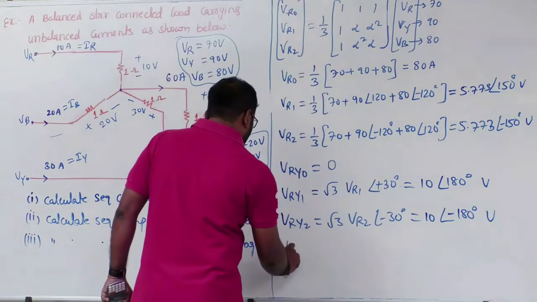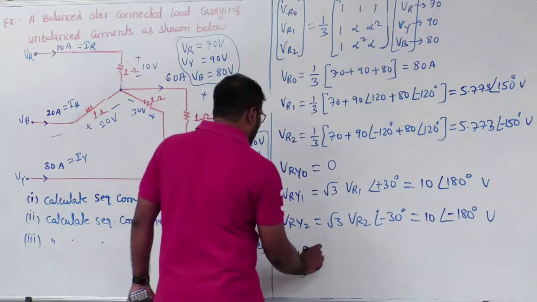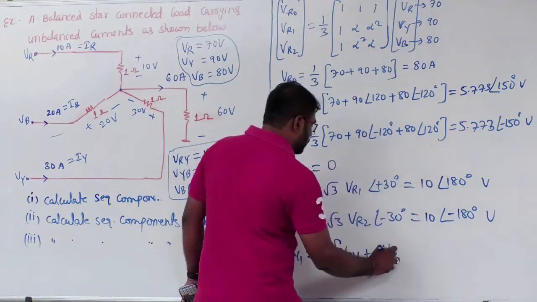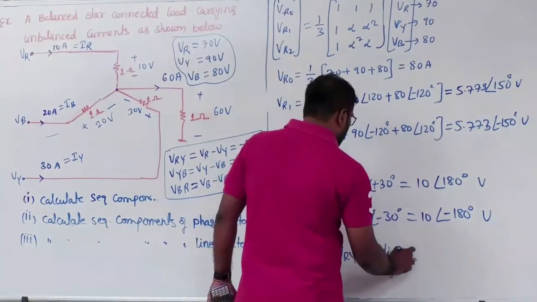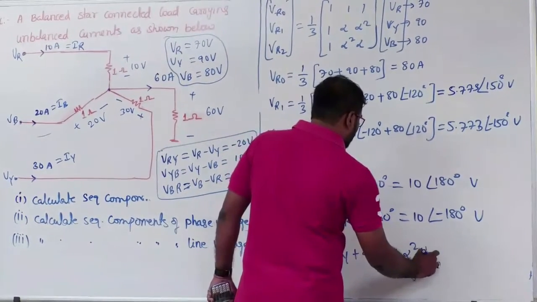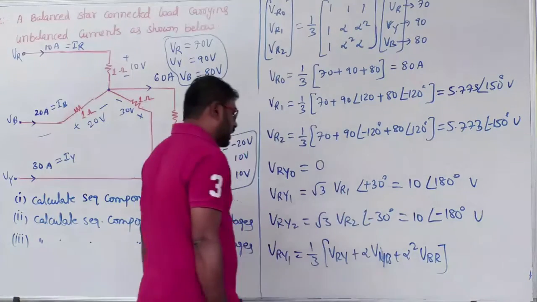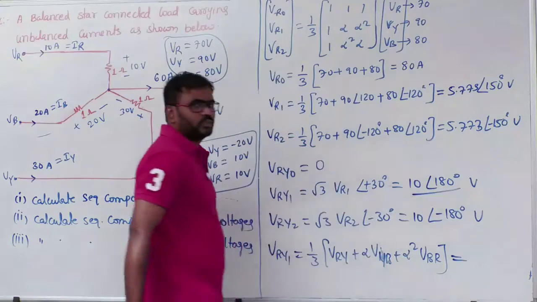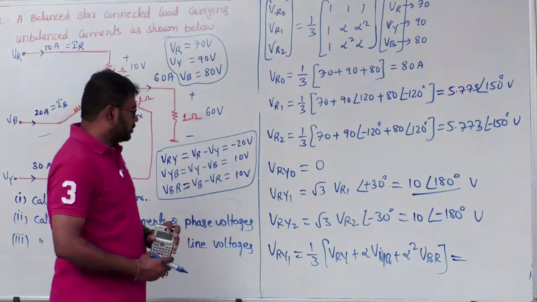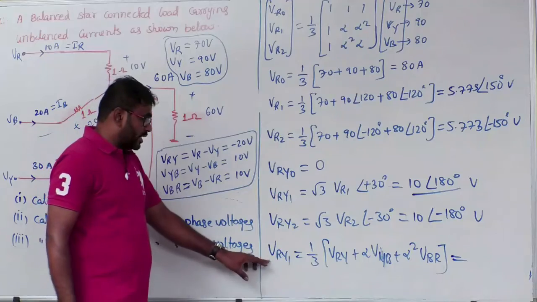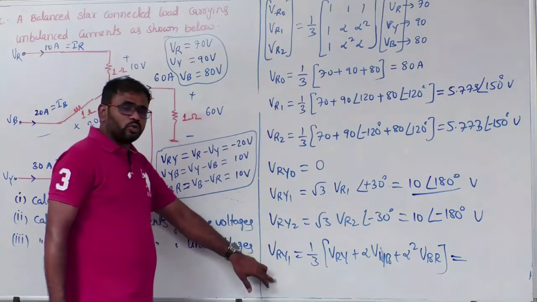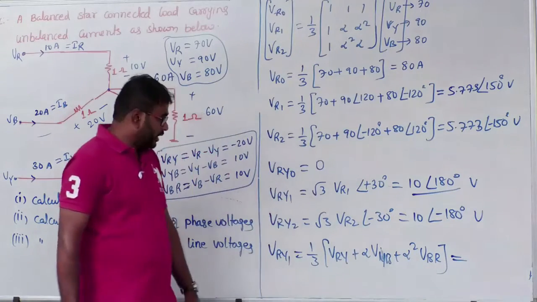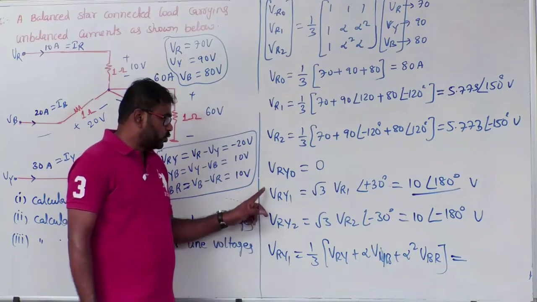So I am just writing one relation, Vry1. What is Vry1? 1 by 3 times (Vry + alpha times Vyb + alpha square times Vbr). Let's substitute in this and calculate the value of Vry1. 100% you will get this. That is another method to solve. I hope you are going to verify this. Calculate Vry1 using this, and Vry2 using what formula? 1 by 3 times (Vry, but here alpha square Vyb, alpha Vbr), and check the values of Vry1 and Vry2 and you should get this.